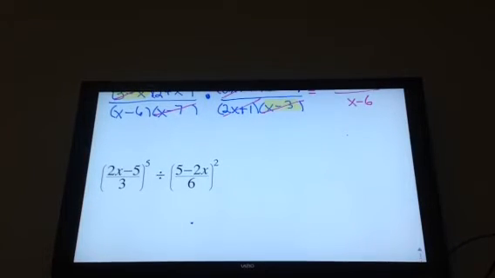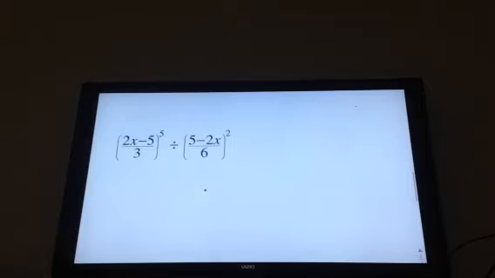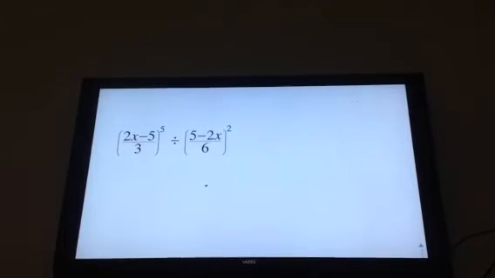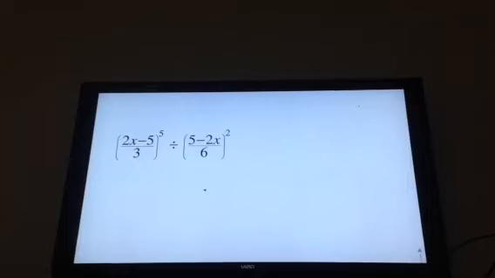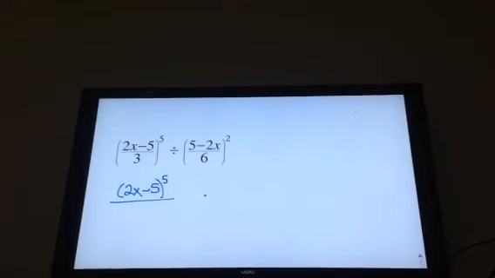Okay, and our last one, which actually looks very similar to the one 2 questions ago, but there's a little bit of difference in here. When I have that power of 5, it means that power of 5 goes to both the numerator and denominator. So when I take 2x minus 5 to the 5th power, I'm simply going to write it as that, 2x minus 5 to the 5th power. Do not multiply that out.